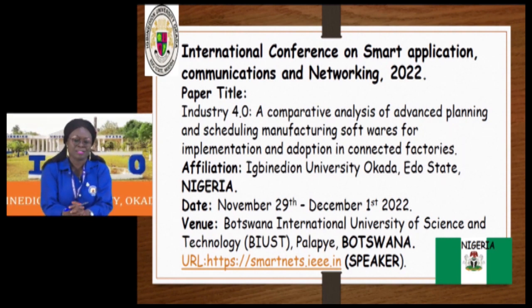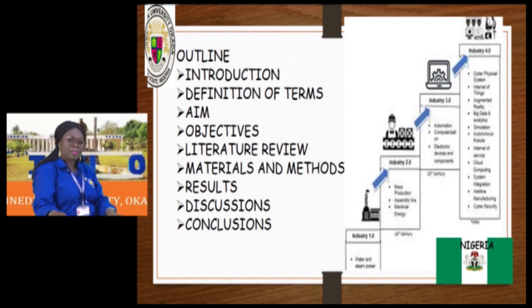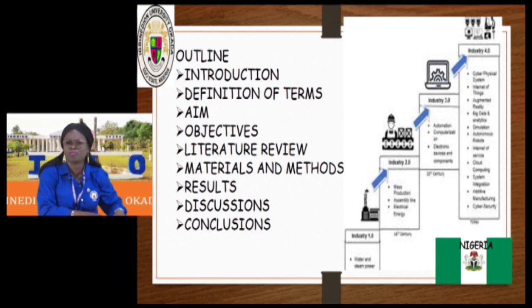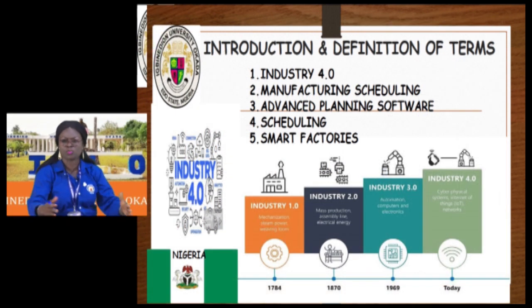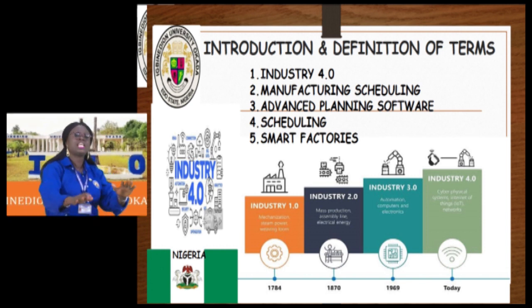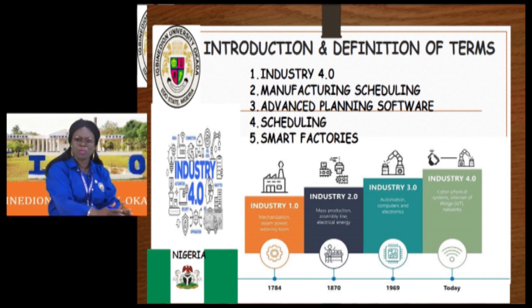My topic today is Industry 4.0, a comparative analysis of advanced scheduling and manufacturing software for implementation and adoption in connected factories. For my introduction, I will be talking about Industry 4.0. Industry 4.0 is a revolution transforming industries using intelligent networking of machines, using ICT, information communication technology, focusing on production, people, plant, environment, and security.